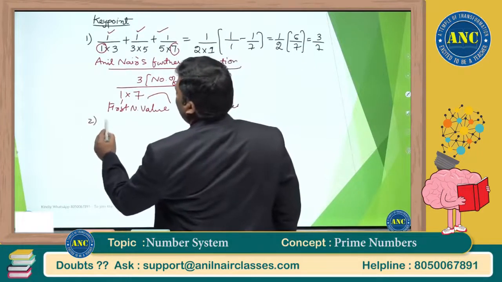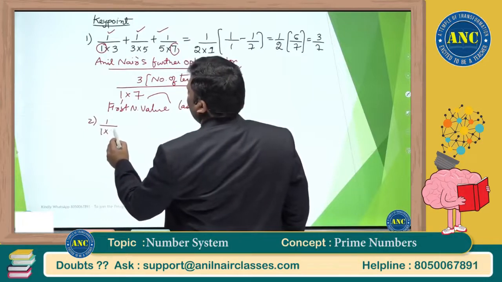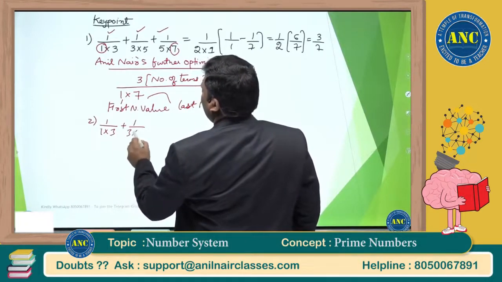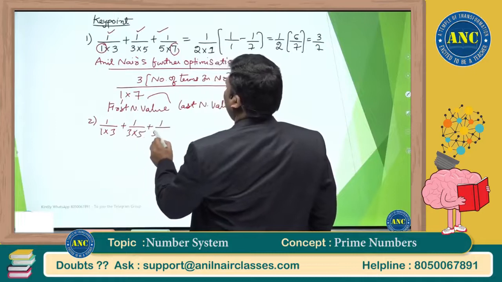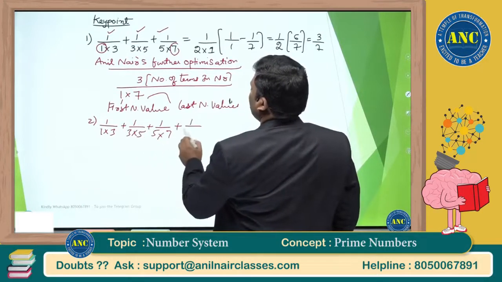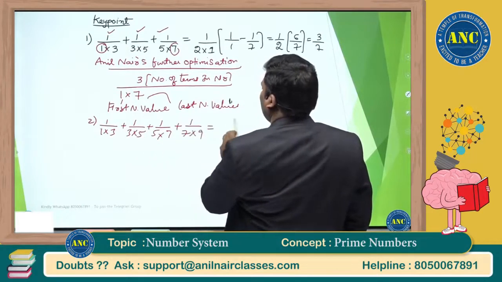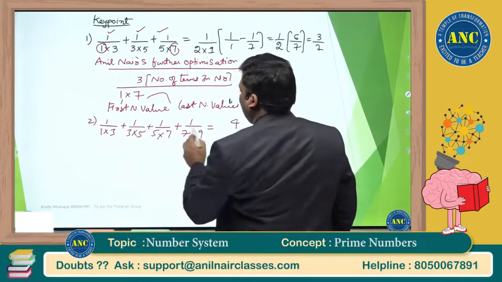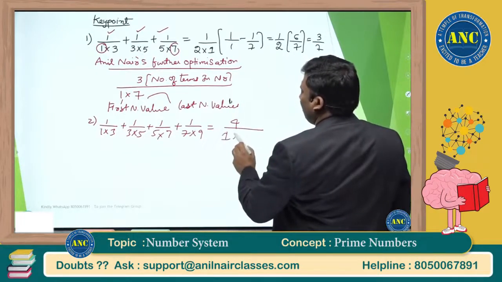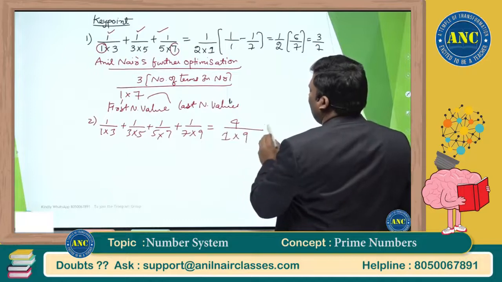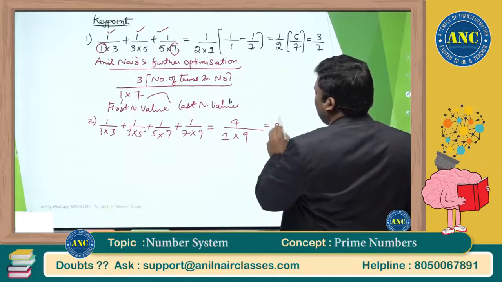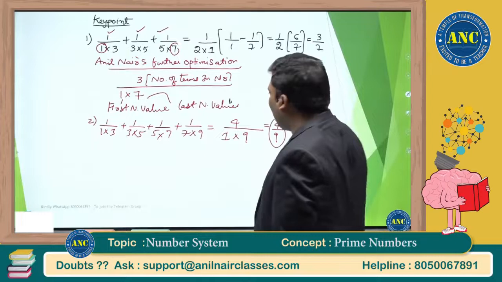Suppose the question is 1 by 1 into 3 plus 1 by 3 into 5 plus 1 by 5 into 7 plus 1 by 7 into 9. How many terms are there totally? 1, 2, 3, 4. 4 by the first numerical value and last numerical value. The answer for this question is 4 by 9. Are you all with me?